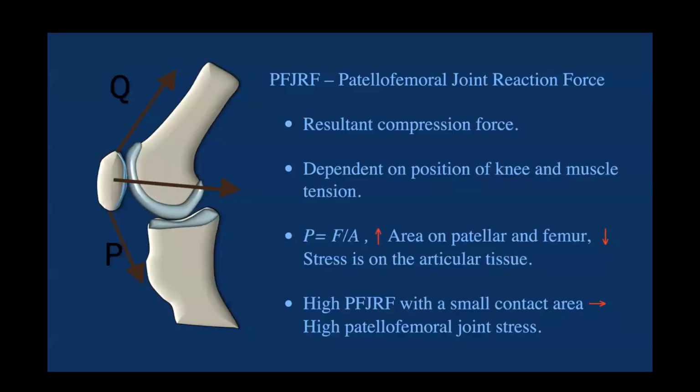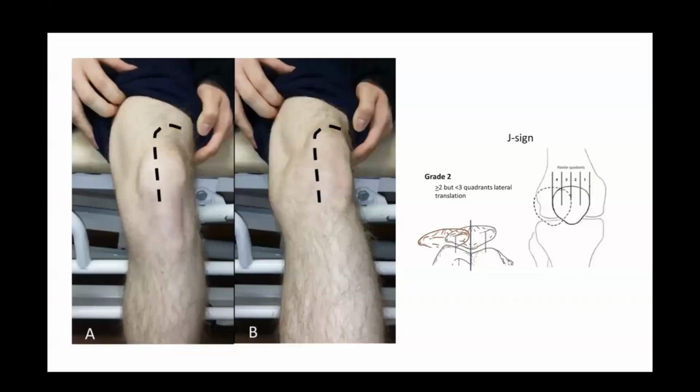So the major muscle that acts is the quadriceps anteriorly, superiorly, and the patellar ligament inferiorly. This results in a compressive joint force on the trochlea by the patella, dependent on the position of the knee and the tension. So this increases the contact area of patella and decreases the stress on the articular tissue. This causes high patellofemoral joint reaction forces with a small contact area, leading to higher stresses.